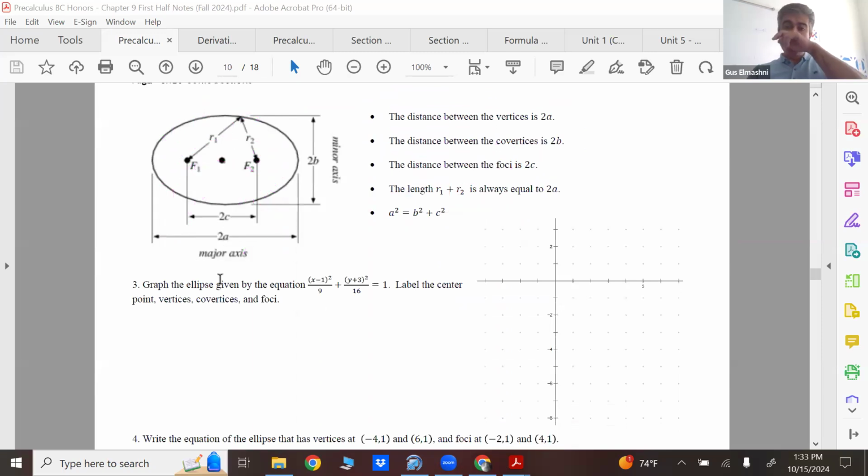So again, the distance between the two vertices is 2a, the two co-vertices 2b, the foci 2c. R1 plus R2, I call it D1 plus D2, all equals 2a. And c squared equals a squared minus b squared. So it's more of the same stuff. Nothing too different here.